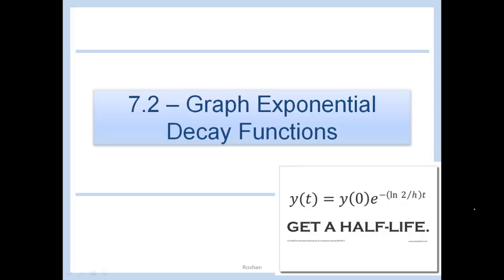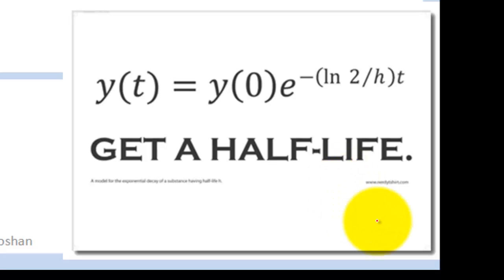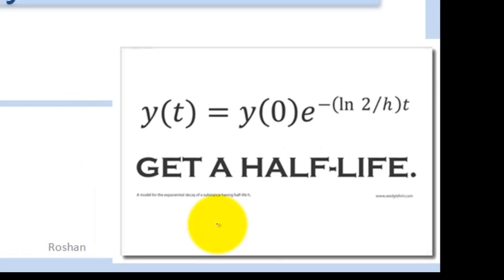7.2 Graph exponential decay functions. The half-life equation is an example of an exponential decay function that we're not actually going to talk about in this lesson, but you'll see it all over chemistry, and you'll see it again in math, and so of course I needed you to get a half-life for this lesson.